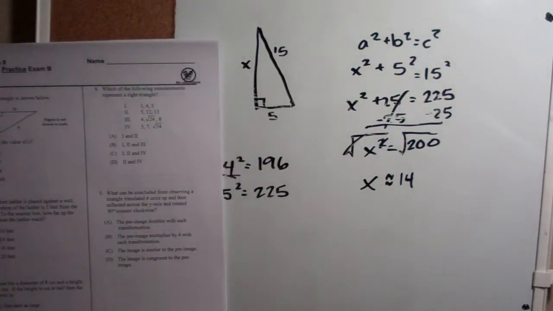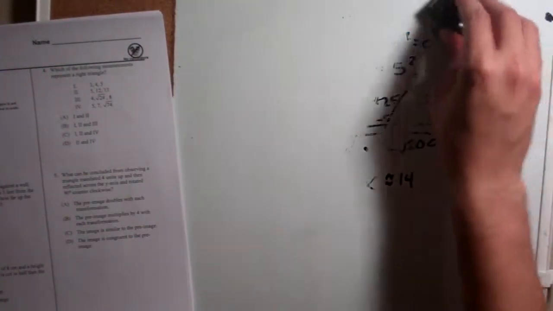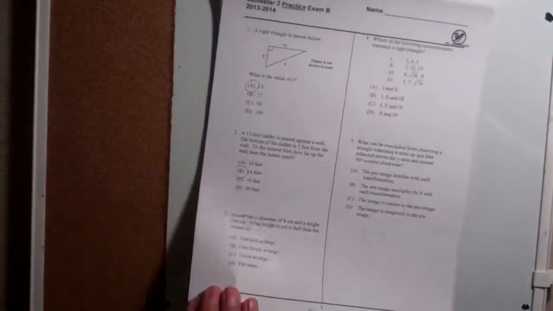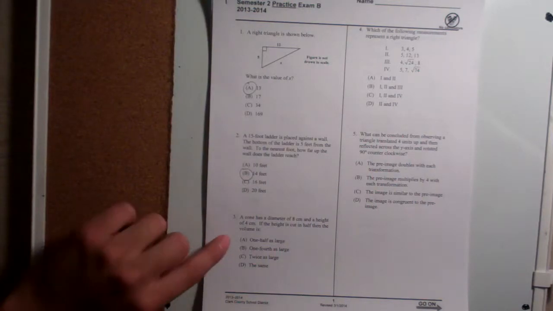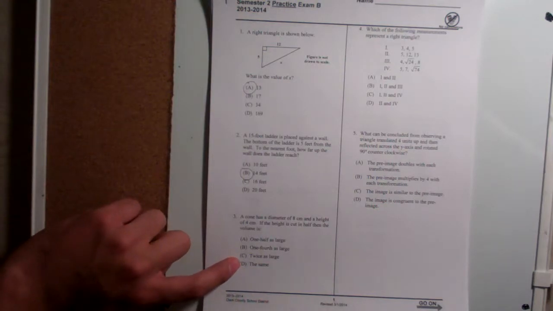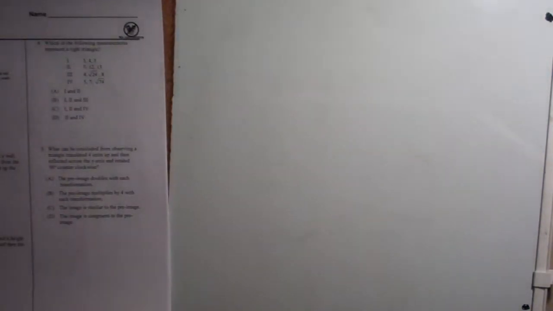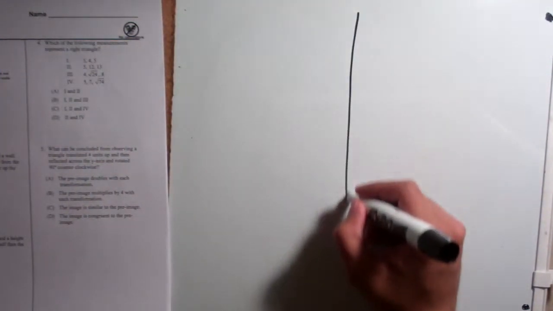Number three says a cone has a diameter of 8 centimeters and a height of 4 centimeters. Okay, but then it gives us a statement that if the height is cut in half, then the volume is what? And our choices are: is it half as large, a fourth as large, twice as large, or the same? Okay, so the only way for me processing this is that I'm going to actually just find the volume of these two figures. So what I'm going to do is I'm going to separate it into half.